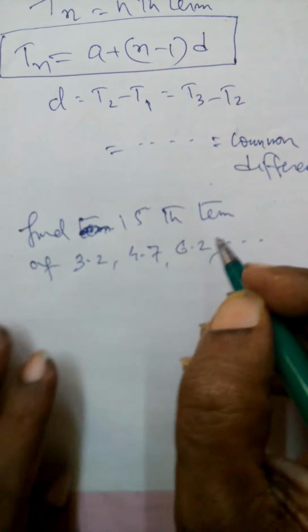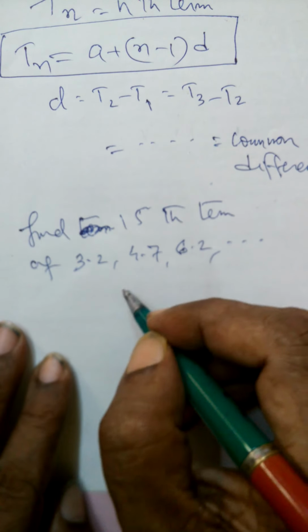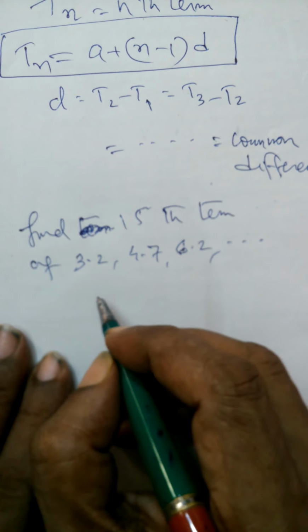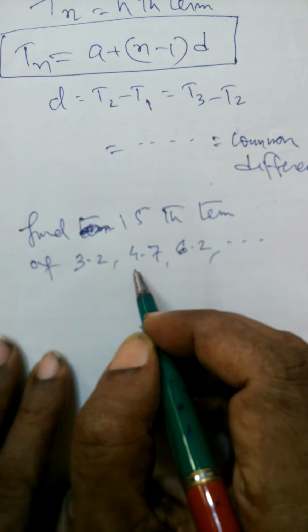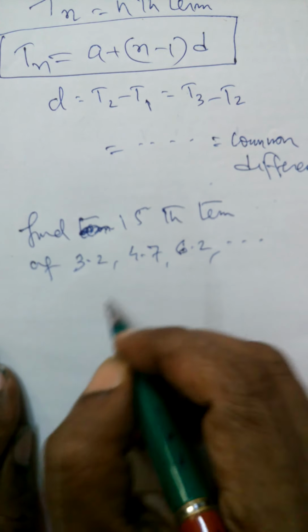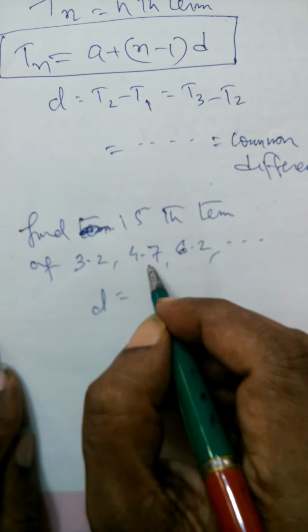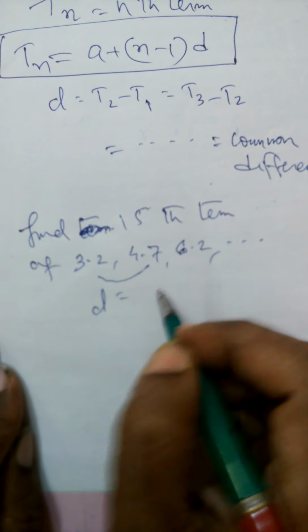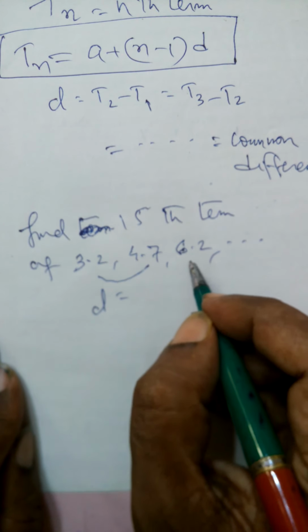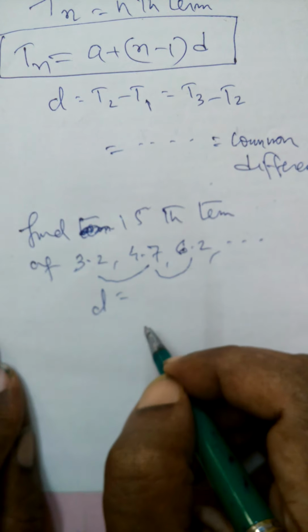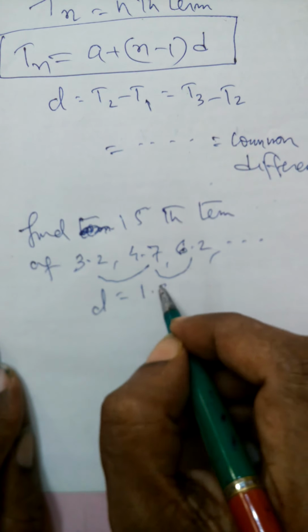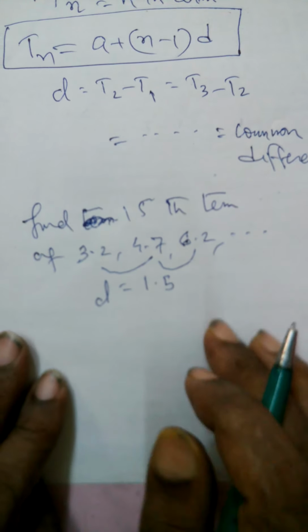What type of gap? 3.2 and 4.7, so it is a 1.5 gap, and 4.7 to 6.2 again 1.5. So the difference between 3.2 and 4.7 is the same as the difference between 6.2 and 4.7. So the difference is 1.5. Therefore you have your difference.